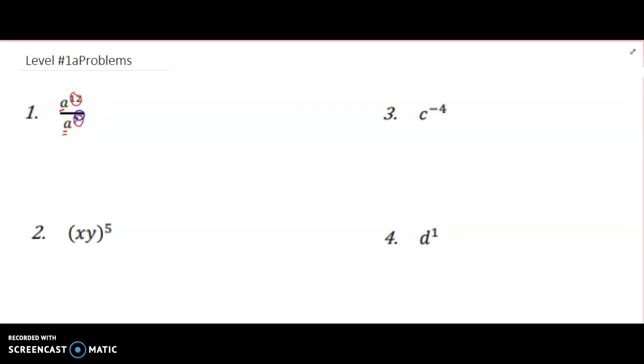Okay, so if we look at example 1 here, when I have the same base but differing exponents, when we're talking about a fraction, what we do is subtract the exponent of the numerator minus the exponent of the denominator. So this would really just turn to a to the 5th.